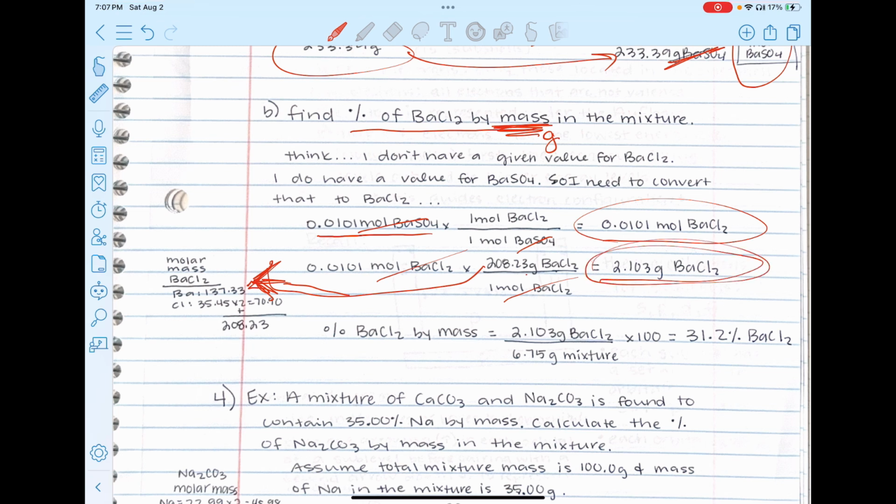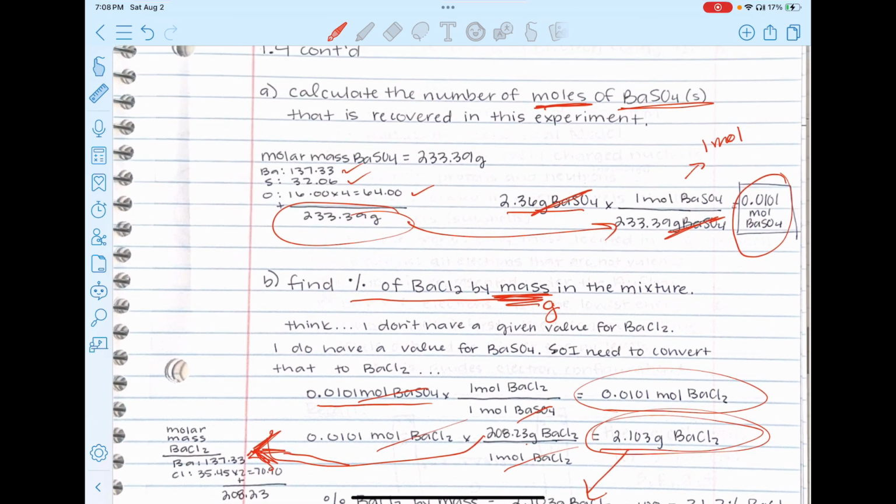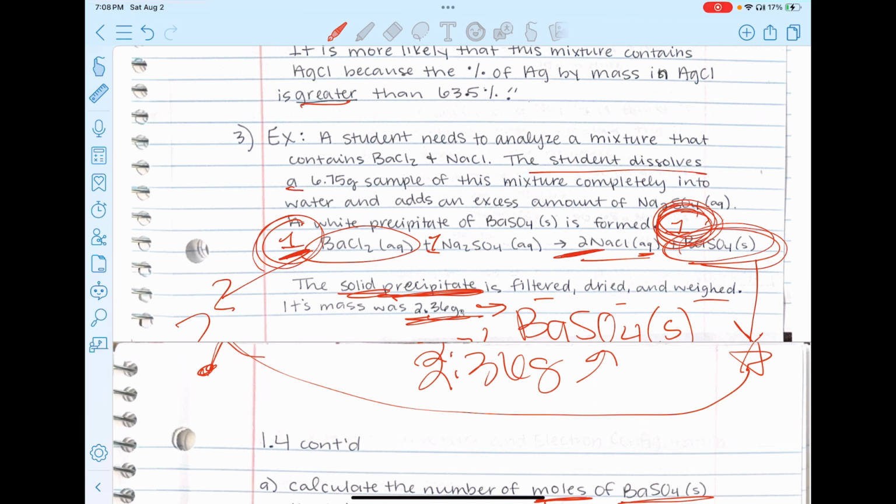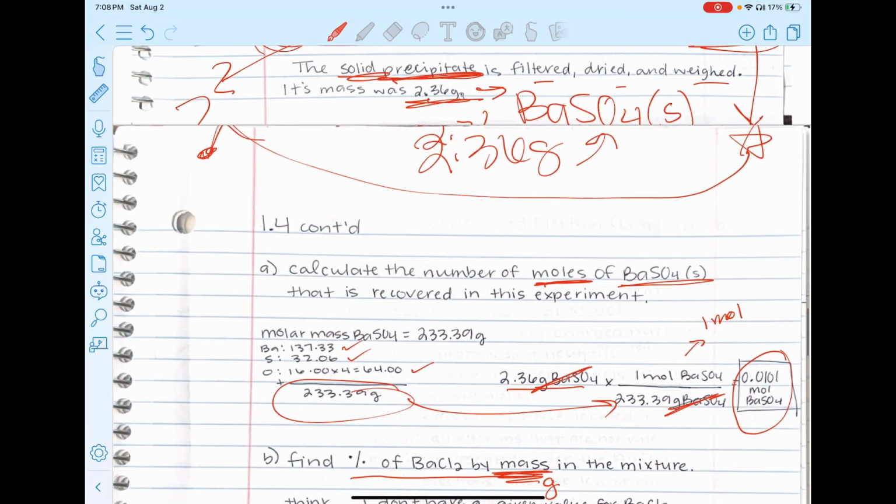Okay, almost there. Last step, I need to find a percent by mass. So I'm going to take the grams of barium chloride over the grams of the total mixture. Why? Because percentages are always a part of the whole. So I'm going to put that number in here and divide it by the 6.75 grams of mixture. Where did this come from? That was given. To look way back, but that number was given to us way back in our problem. And in number 3, the student dissolves a 6.75 gram sample of this mixture. So that's how much of the mixture we have.